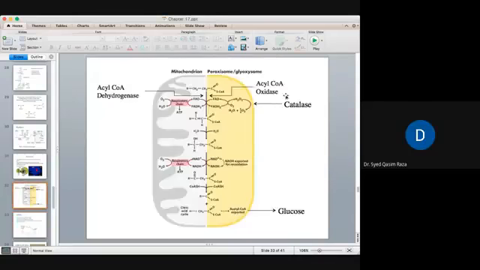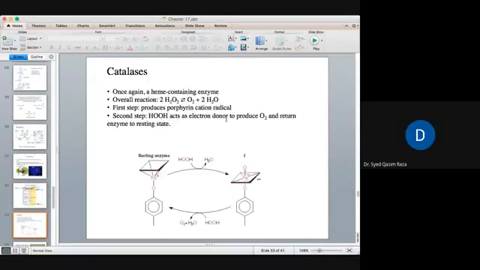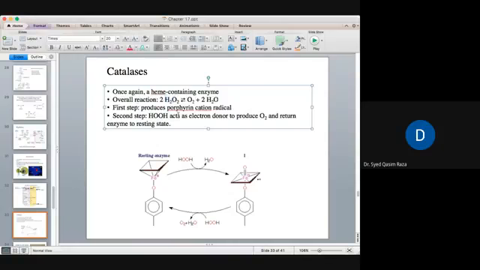So what is the catalase? The enzyme that we were just talking about here, the catalase. So catalase is basically once again a heme-containing enzyme. Overall reaction is hydrogen peroxide being converted into oxygen plus water. The first step produces porphyrin cation radicals. In the second step, hydrogen peroxide acts as electron donor to produce H2O2 and return the enzyme to its resting state. So here is the iron. This is the resting state of this enzyme, and this is their active state, converting hydrogen peroxide into water.